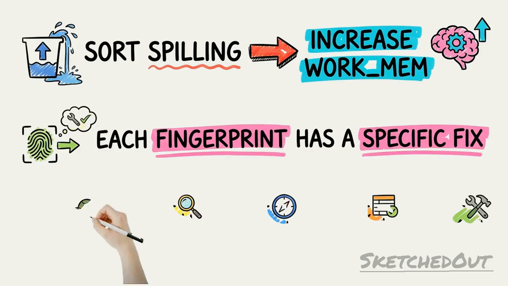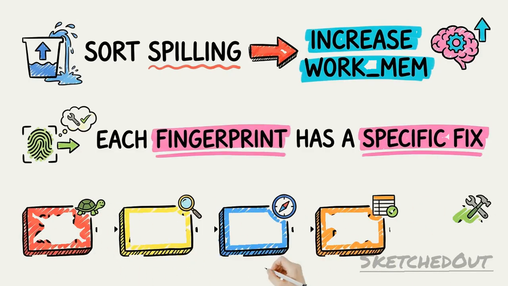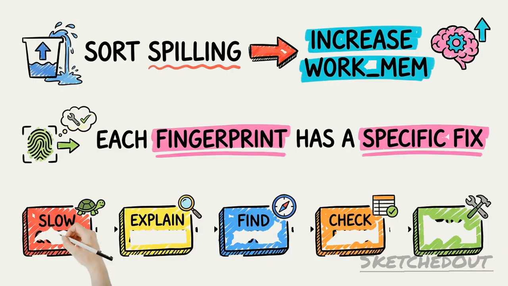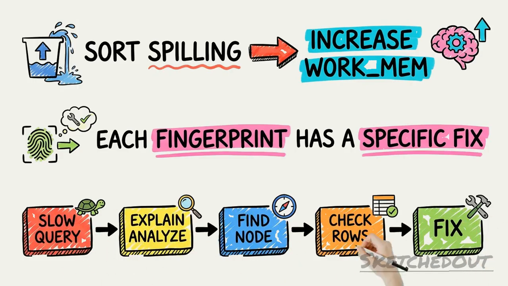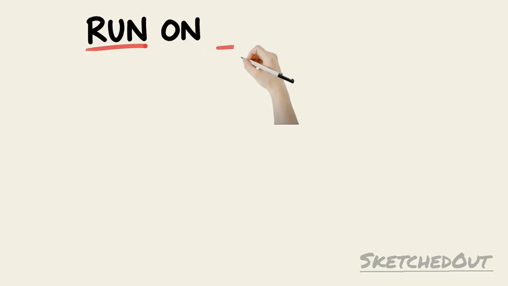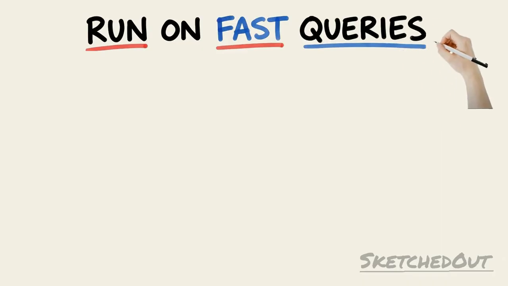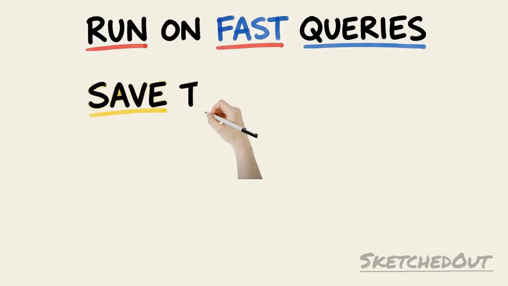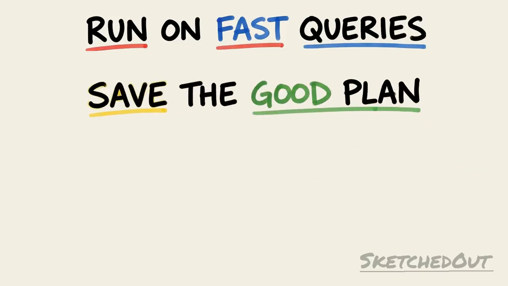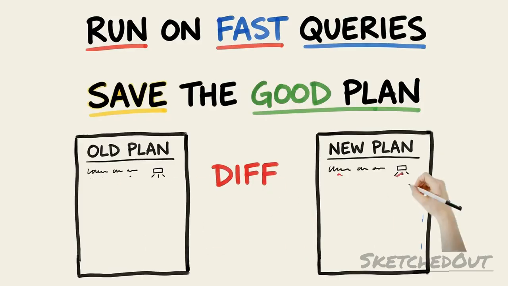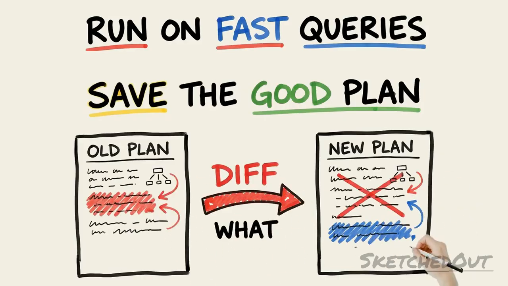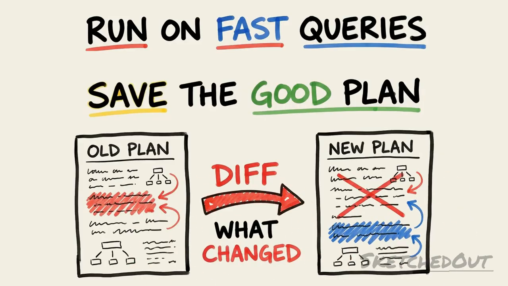A short decision flow. Slow query, explain analyze, find slowest node, check rows estimate versus actual. Mismatched, analyze. Matched, inspect node type. One habit worth building. When something is fast, run explain analyze anyway, save the plan. That way when it gets slow next month, you have a known good plan to compare against, and the diff between them tells you exactly what changed. In a way, the query is slow now, never will.